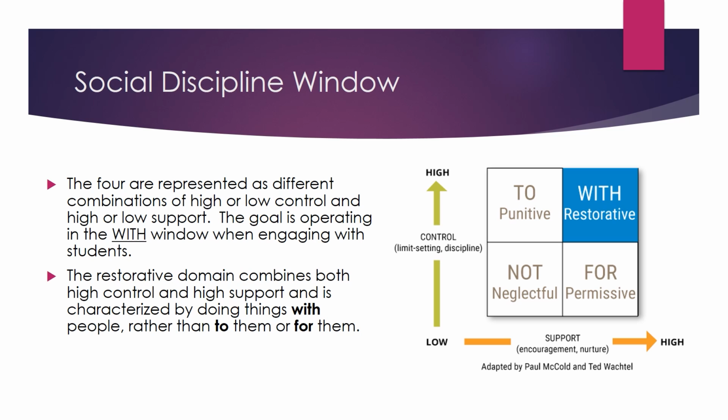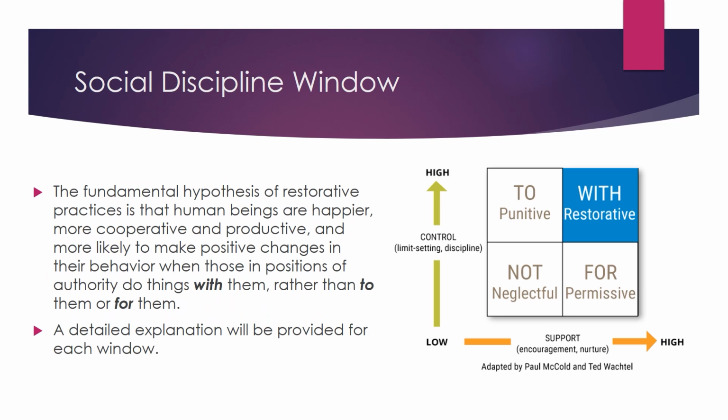The social discipline window is represented as 4 different combinations of high or low control and high or low support. The goal is operating in the with window when engaging with students. The restorative domain combines both high control and high support and is characterized by doing things with people rather than to them or for them.